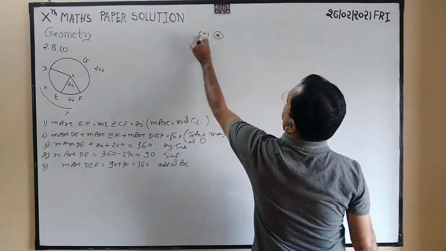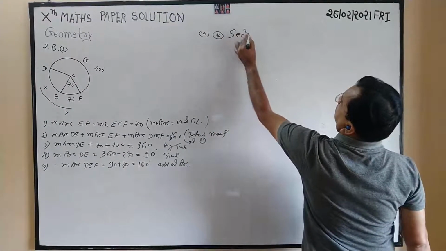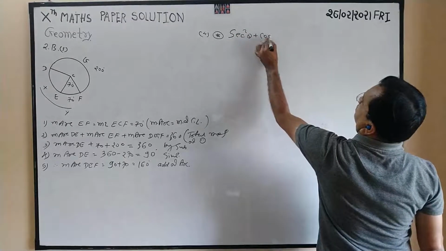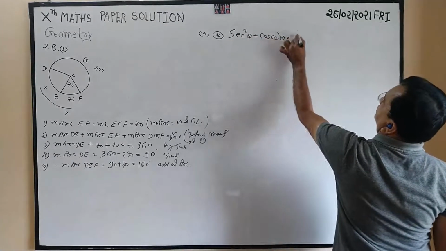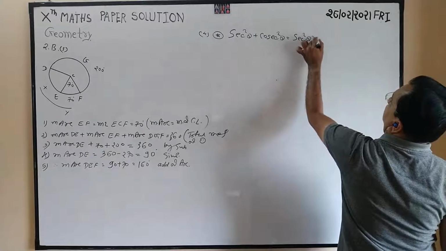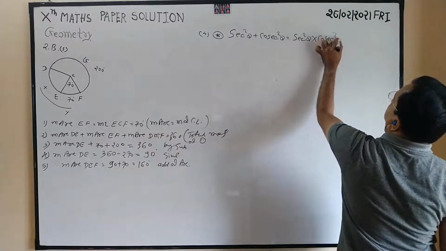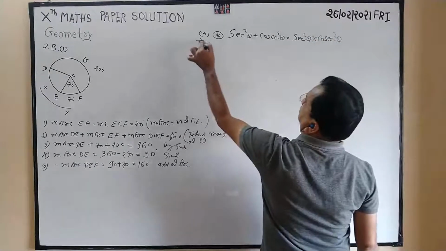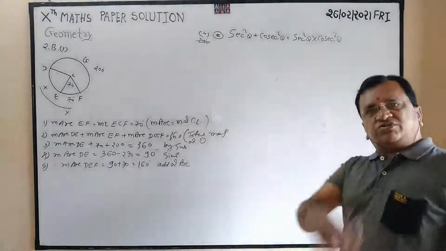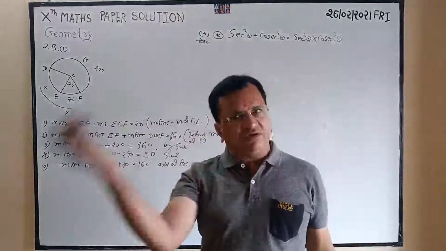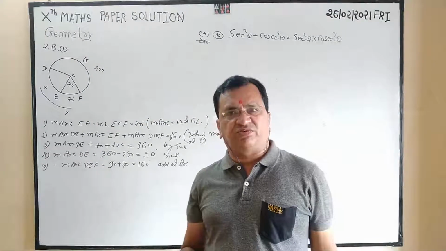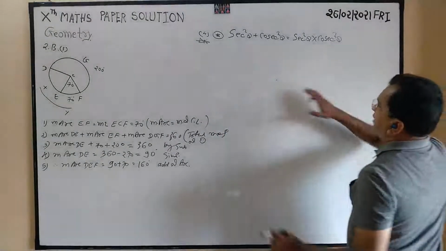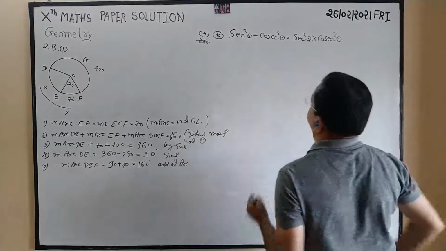Fourth, sec square theta, cosec square theta, sec square theta, mark this double star, okay. Sec square theta plus cosec square theta is equal to sec square theta into cosec square theta. From left to right, right to left, both you can do.